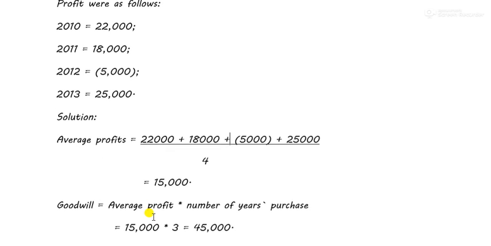Now goodwill is equal to average profit into number of years purchase. 15,000 into 3 is equal to 45,000. So 45,000 is my goodwill. Always remember, this is not my goodwill, the average profit. When I multiply the average profit by number of years purchase, that amount is my goodwill.